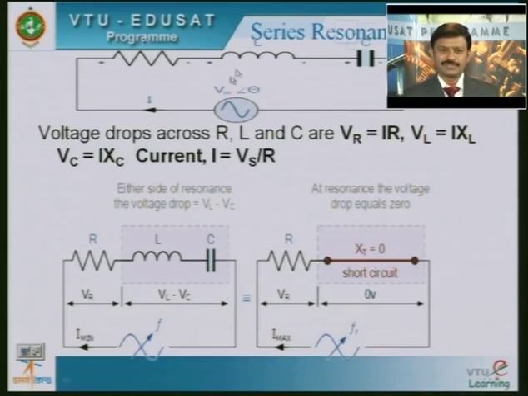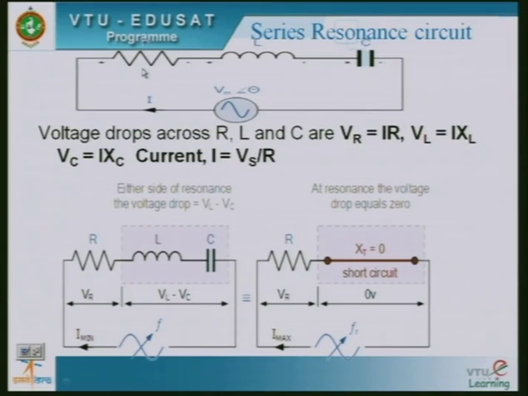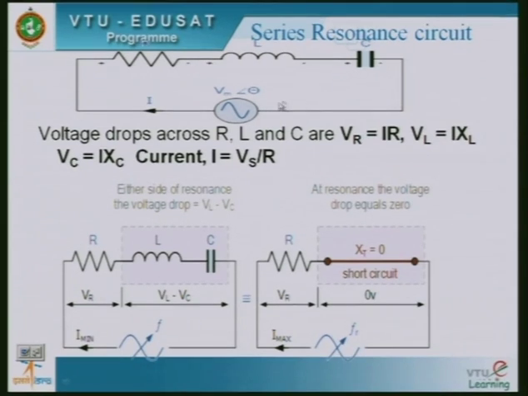Coming to the circuit, the series resonance circuit. You can observe resistance R, inductance L and capacitance C are connected end to end in series across the AC supply. The same current flows through the resistance, inductance as well as capacitance.